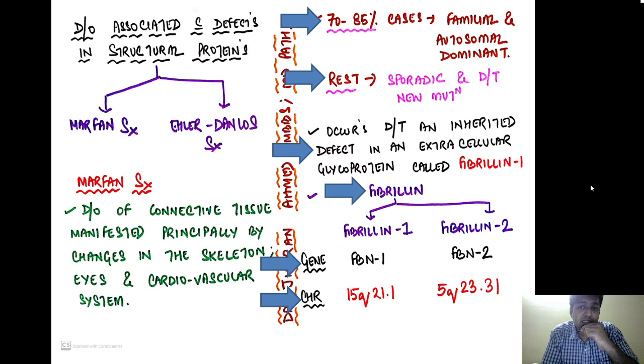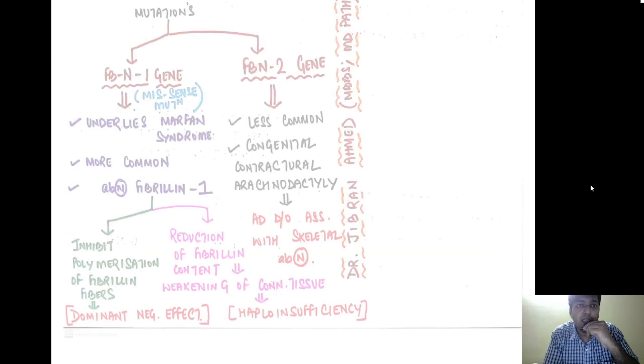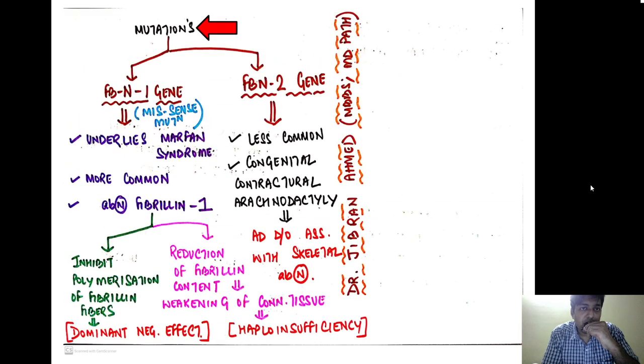So we have to understand that Marfan syndrome occurs because of a defect in the FBN1 gene located at 15q21.1, and there is a defect of the fibrillin 1 protein, which is a structural protein. If we look at the mutations occurring at the FBN1 gene, they are missense mutations, and they are the ones responsible for Marfan syndrome.